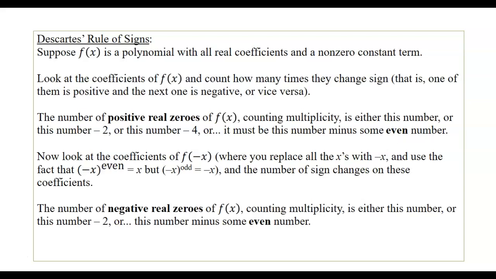If you want to know how many negative real zeros you might have, you can look at the coefficients of f of negative x. That's where you go through and you replace every x in the polynomial with negative x, and you use the fact that negative x to an even power comes out positive, but a negative to an odd power is negative. Then you count the sign changes on the coefficients of that, and that tells you how many negative real zeros you could have. It's either that number, or it's that number minus some even number.